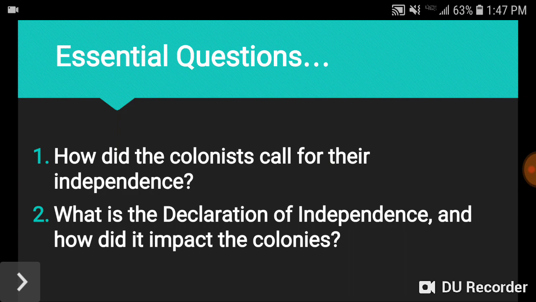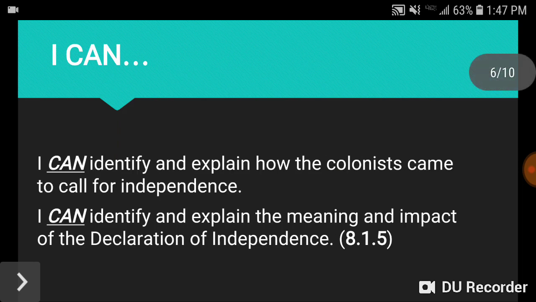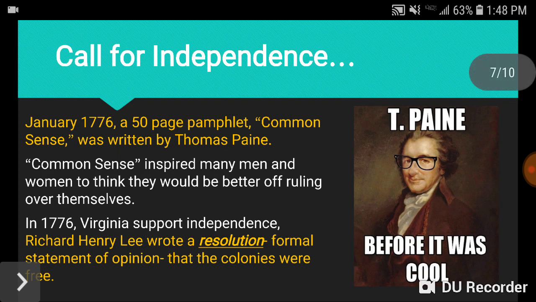All right, so the essential questions we're trying to answer today are: how did the colonists call for their independence? What events led to the Declaration of Independence being written? And secondly, what is the Declaration of Independence and how did it impact the colonies and the colonists? So by the end of class today, you should be able to identify and explain how the colonists came to call for their independence, and also identify and explain the meaning and impact of the Declaration of Independence.